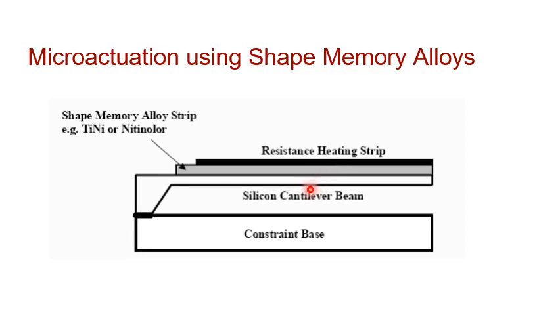Now assume that this shape memory alloy has a bent shape at a temperature of T, and at room temperature the beam is straight. So when you heat this silicon cantilever beam with the SMA strip to the temperature T, the shape memory alloy will remember its original bent shape and it will deform. So the deformation of the SMA strip will cause this attached silicon beam also to deform, and thus microactuation of the beam is achieved.